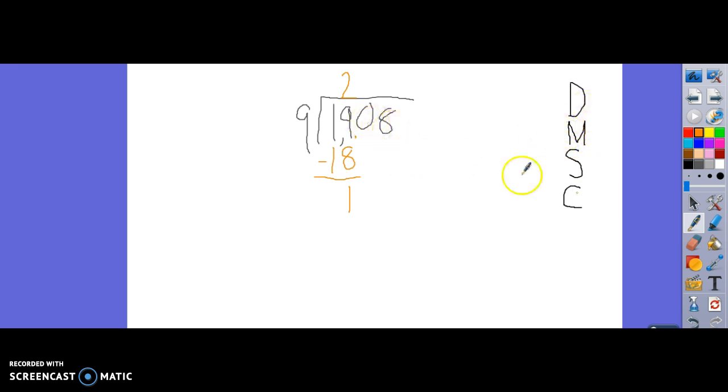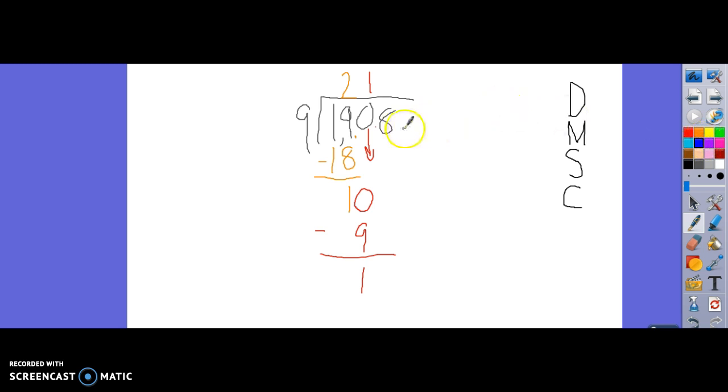Now we're going to do what? Put our stopping point here and bring it down. So our new problem is 10 divided by 9. How many times can I evenly break up 10 cupcakes among 9 people? Once. 1 times 9? 9. 10 minus 9? 1.